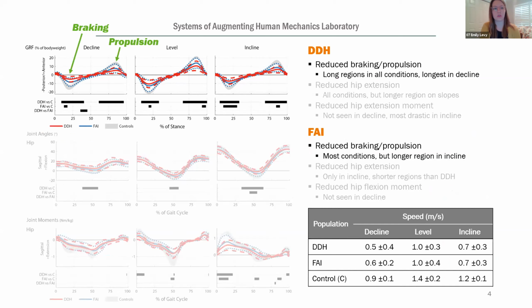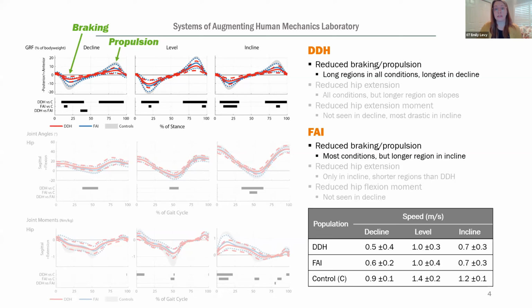So these are the results. First, we'll be looking at ground reaction force. So this is across 0 to 100% of stance. The bottom row shows the regions of statistical significance using statistical parametric mapping, using alpha equals 0.05.